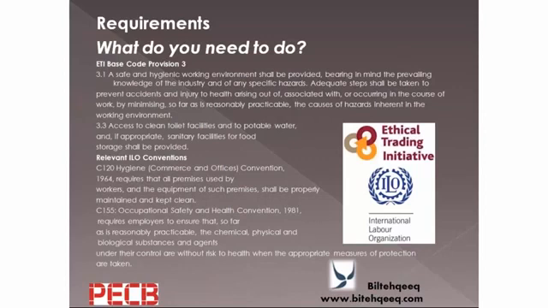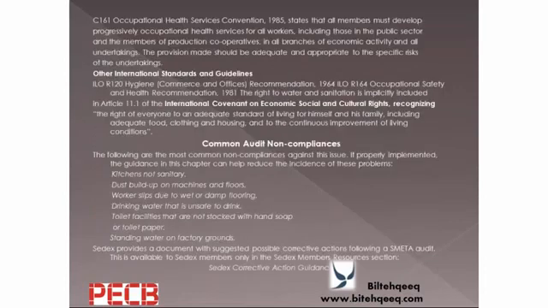So if any chemical or material a company is using, it should be well controlled. And C161, the Occupational Health Services Convention 1985, states that all members must develop a progressive occupational health service for all workers, including those in the public sector and members of production cooperatives, in all branches of economic activity.